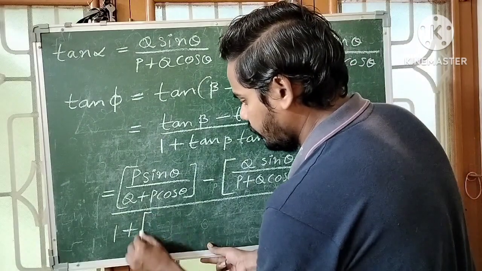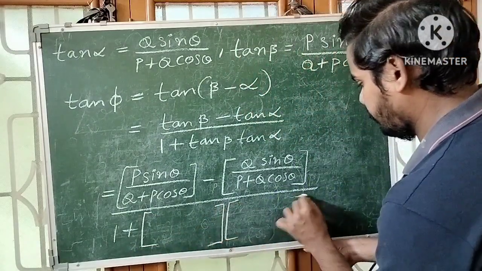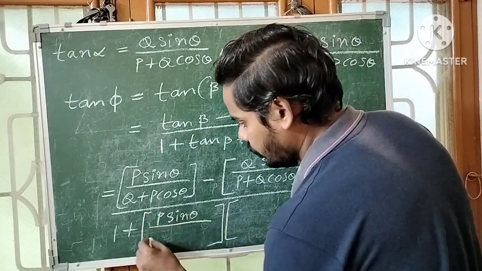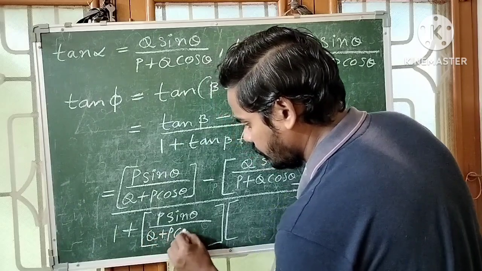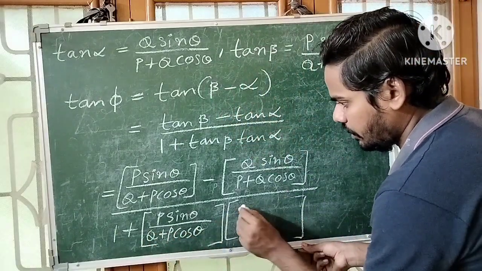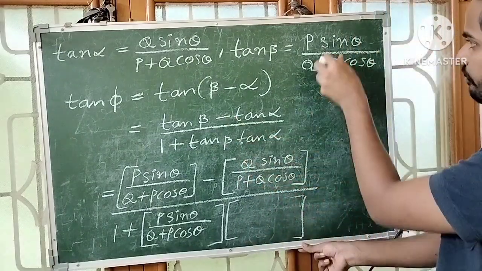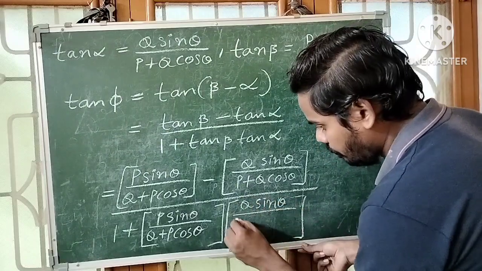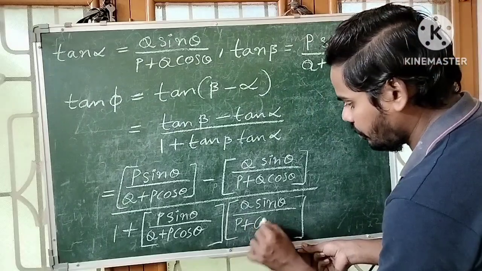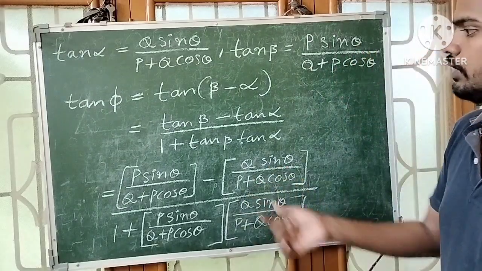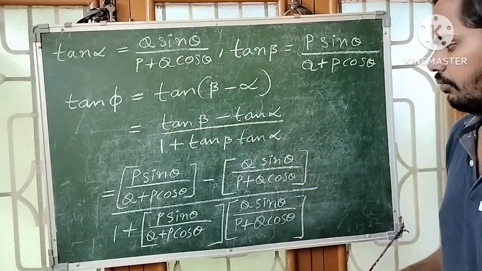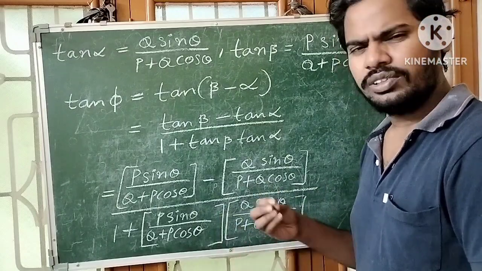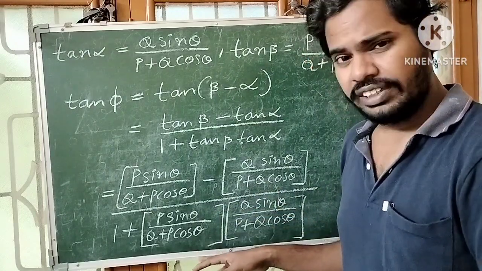tan beta. So again tan beta is equal to p sin theta by q plus p cos theta, and here tan alpha means q sin theta by p plus q cos theta. Substitute just the values of tan beta and tan alpha and simplify further. It's somewhat lengthy but simple. We just need to find the simplest form, that's all.